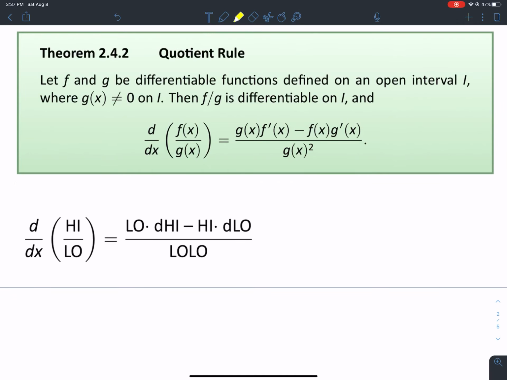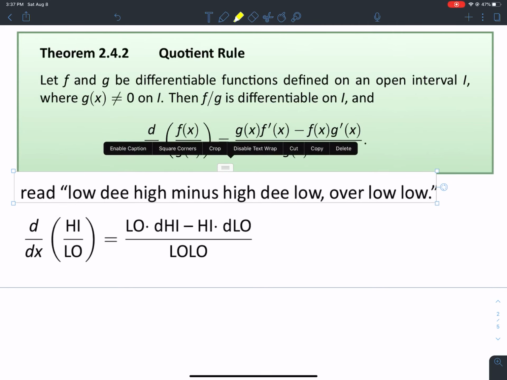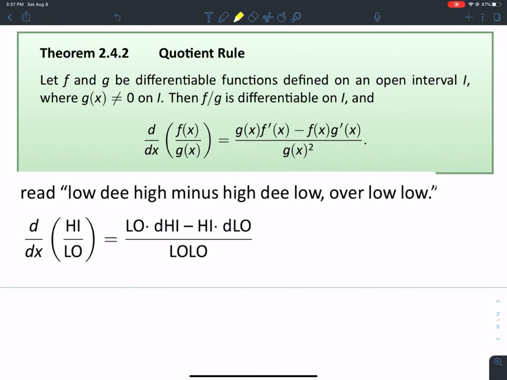So here is another goofy saying. And I know it's goofy, but you'll remember it. This is something that I learned 10, 15 years ago, and I still remember to this day the quotient rule. The derivative of high divided by low. So high is the numerator, low is the denominator. It's low d high minus high d low, all divided by low low, okay? So you read low d high minus high d low all over low low.